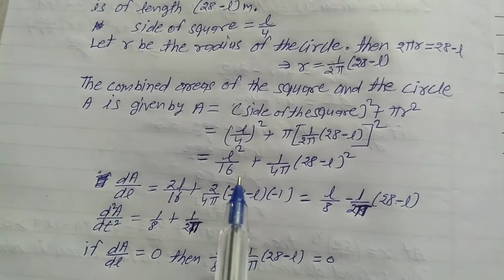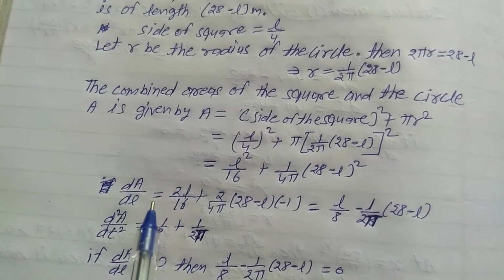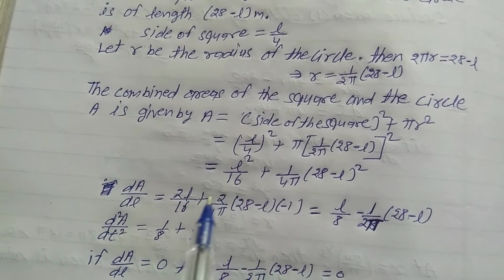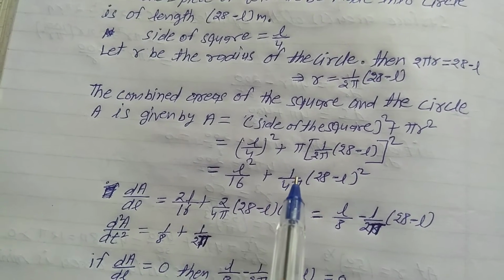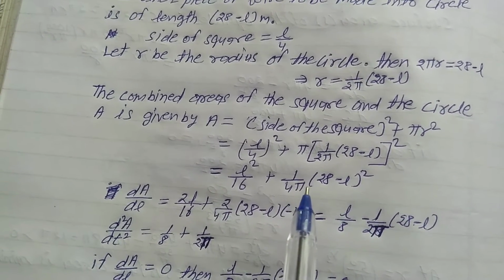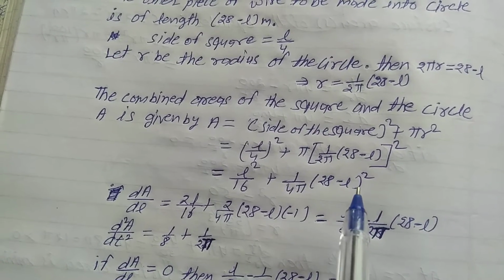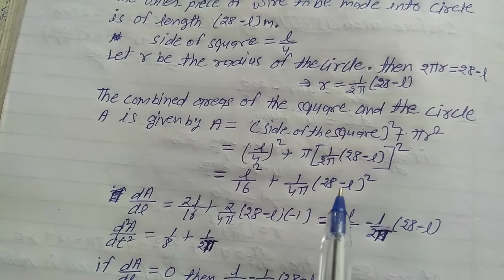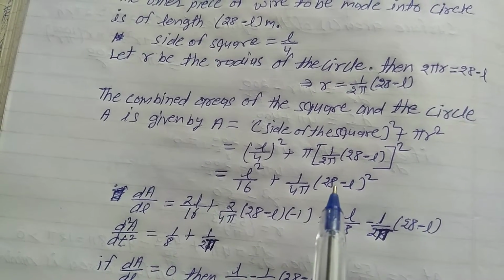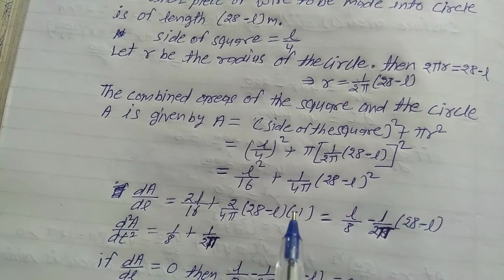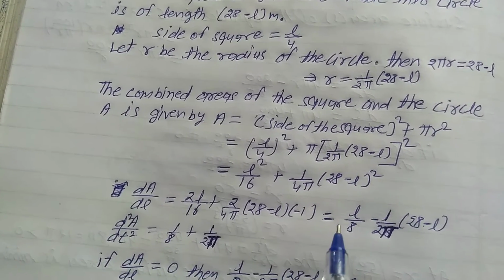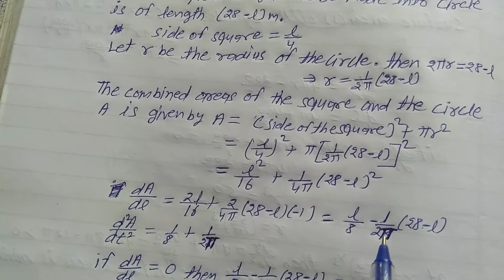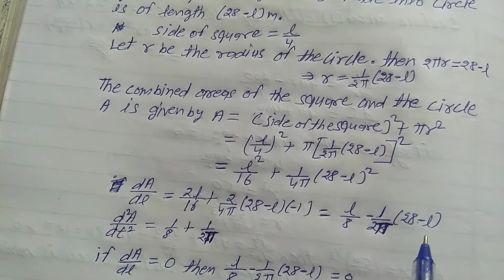Differentiate with respect to L. So dA upon dL is equal to 1 upon 16, which is constant, times the derivative of L squared, which is 2L, so 2L upon 16, plus 1 upon 4 pi, which is constant, times the differentiation of (28 minus L) whole squared, which is 2 into (28 minus L), and inside the bracket the differentiation of 28 is 0 and of minus L is minus 1. So it is equal to L by 8 minus 1 upon 2 pi into (28 minus L).